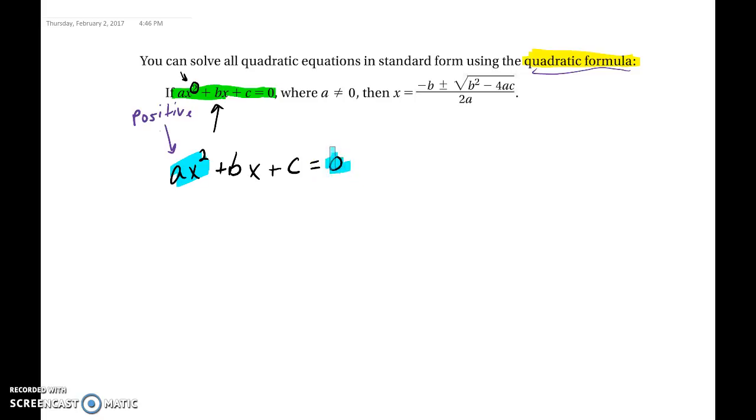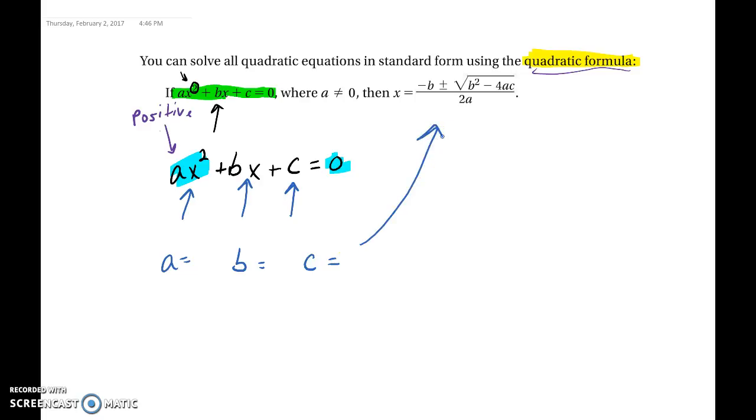All right, so after you do that, then we have our standard form is whatever number is written with our x squared is our a, whatever number is written with our x is our b, and then the constant is c. And we identify what our a is equal to, what our b is equal to, and what our c is equal to, and then we plug them into the quadratic formula.